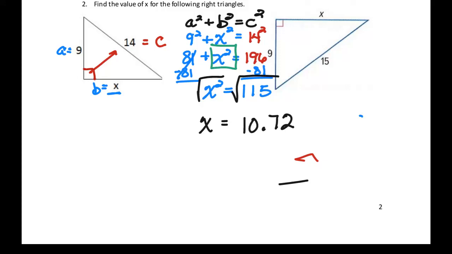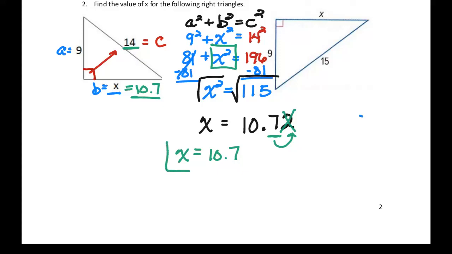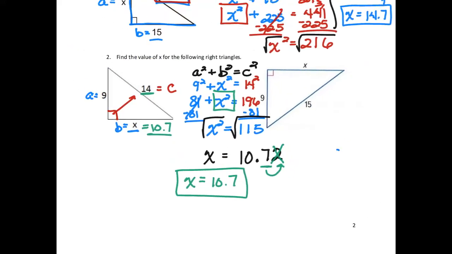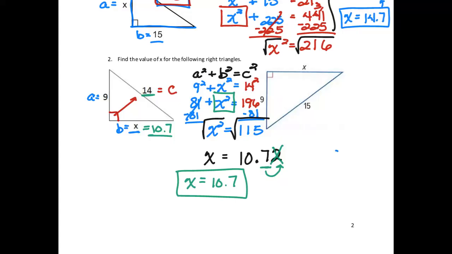10.72. Again, if we round to the tenths place, the tenths place is 1 digit to the right. You look 1 place to the right of that. 5 or more? No. So you cross that out. X is equal to 10.7. Now that's a length. Put that over here. As long as this is less than your hypotenuse, you should be good. Questions on that problem?